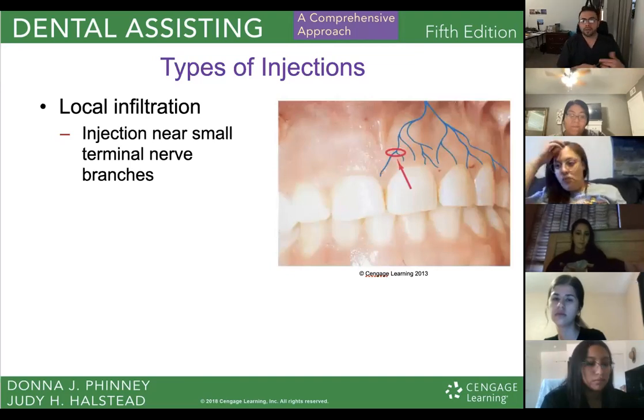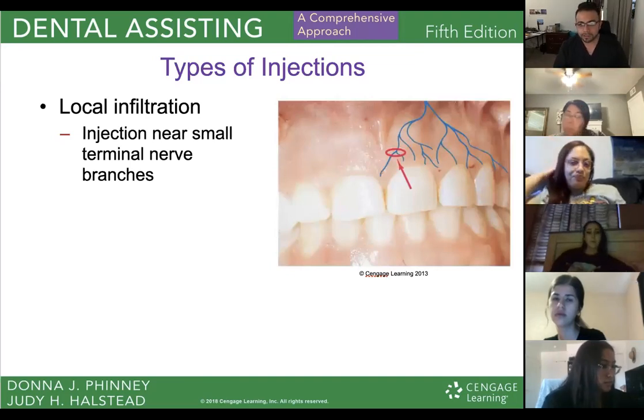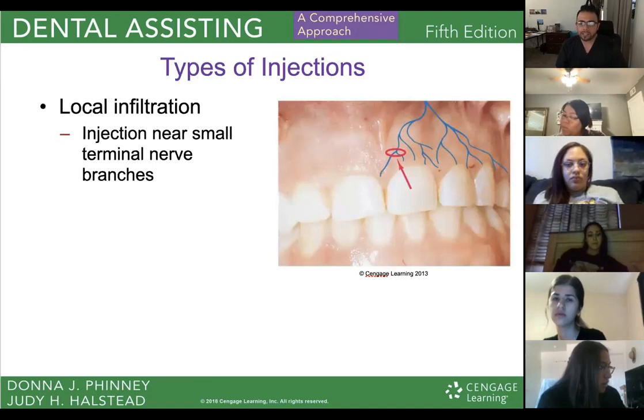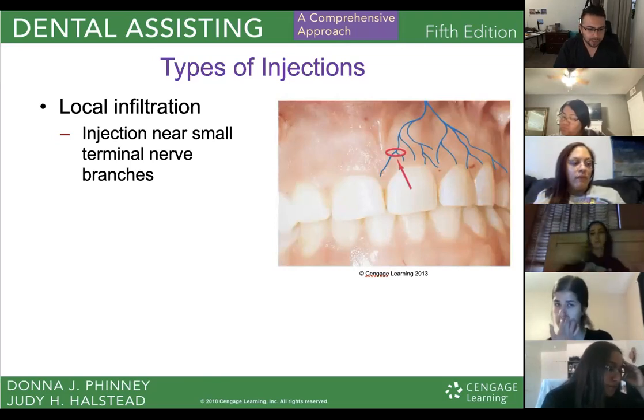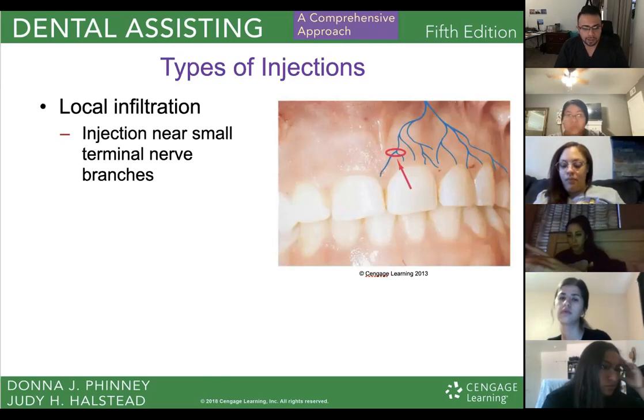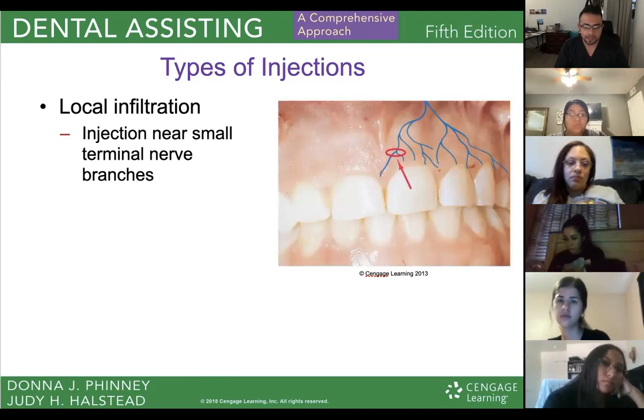So now we're going to go into the types of injections. One of these is called local infiltration. Local infiltration is used for various dental treatments that include root planing, soft tissue incision for biopsy, a gingivectomy, or a frenectomy. A local infiltration is one injection that surrounds the tissue or one tooth.